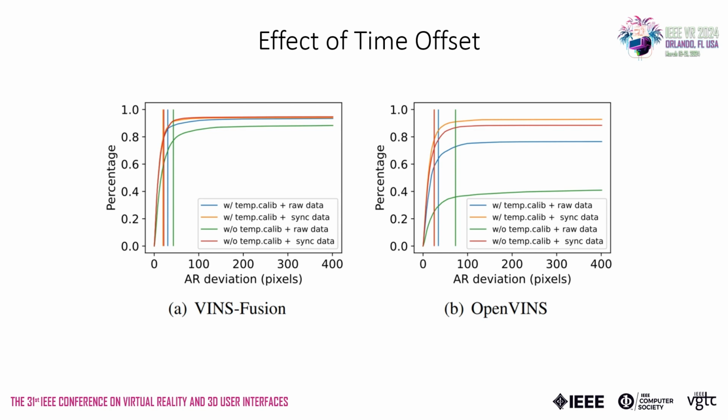For a point (x, y) on the CDF curve, y denotes the probability of having an error less than x. The curve above has better accuracy and robustness than the curve below. If time offset is not handled (green curve), the result is the worst. Either online calibration (blue curve) or offline synchronization (red curve) can significantly improve the result. There is still a gap between the blue and red curves, indicating that there is still room for improvement of online calibration.